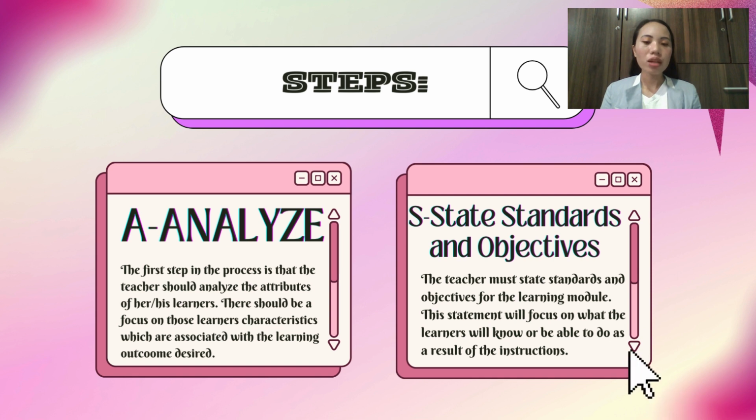So the next one is the first letter S that stands for state standards and objectives. The teacher must state standards and objectives for the learning module. This statement will focus on what the learners will know or be able to do as a result of the instruction. An example of this, with medical students: the learners will be able to name at least two databases and two search techniques that they can use to locate medical evidence for particular cases.